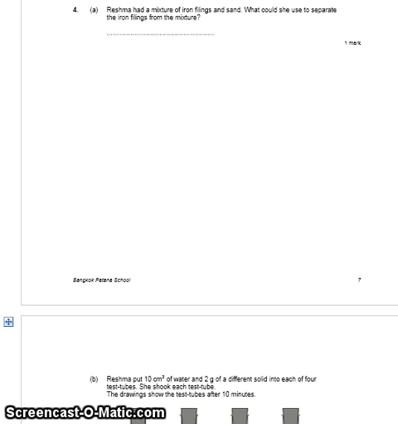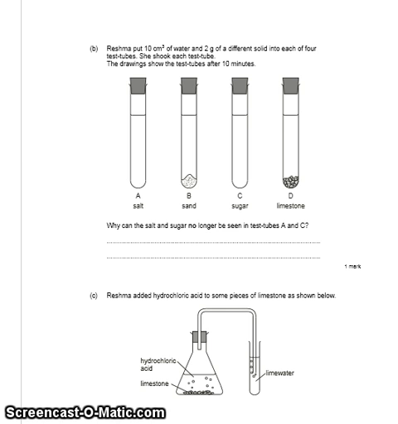Right, so question 4. Rashima had a mixture of iron filings and sand. What could she use to separate the iron filings from the mixture? So the answer is a magnet. Now the reason for that is because iron is magnetic, so it will be attracted to the magnet, whereas the sand will remain behind.